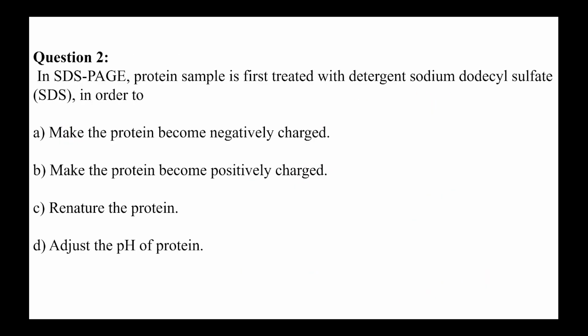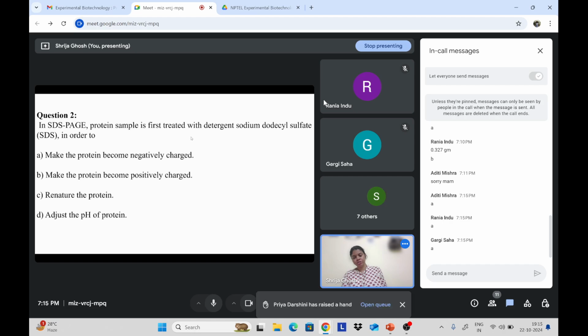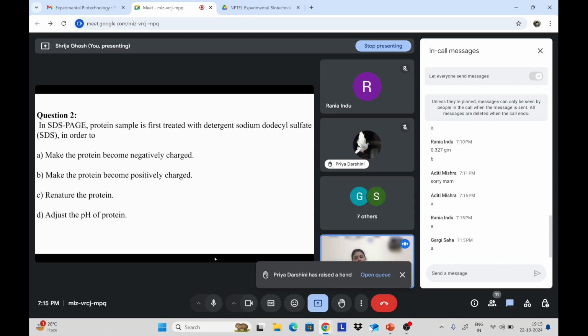Okay, moving to the next question, question number 2. In SDS page, protein sample is first treated with detergent sodium dodecyl sulfate in order to, option A, make the protein become negatively charged, option B, make the protein become positively charged, option C, renature the protein, and option D, adjust the pH of the protein.